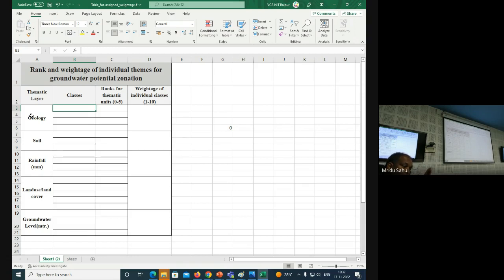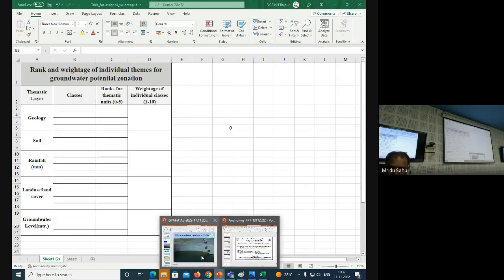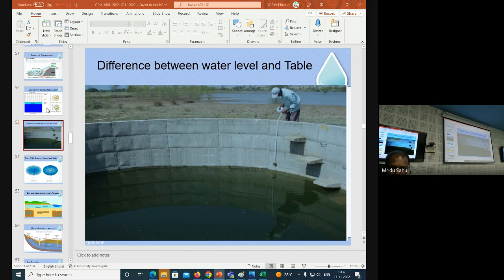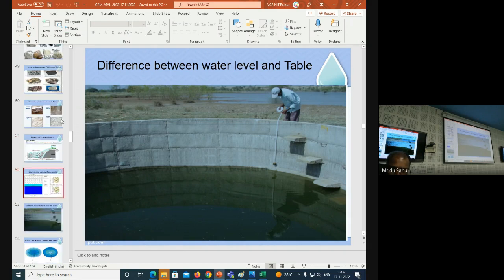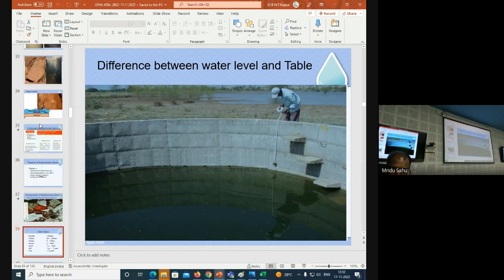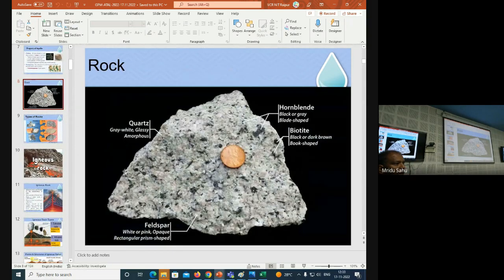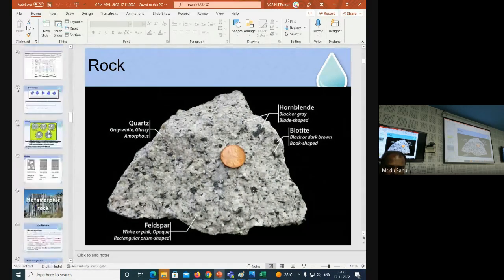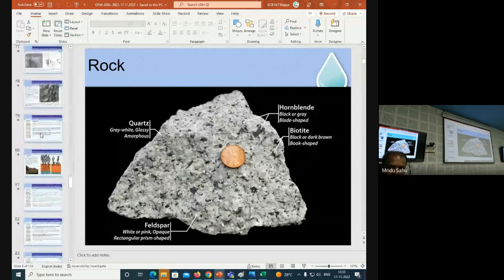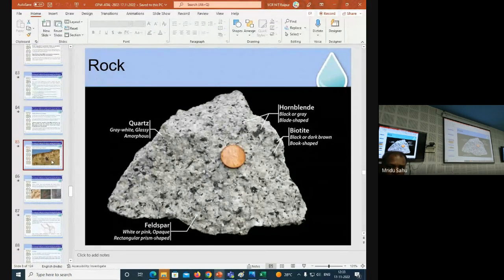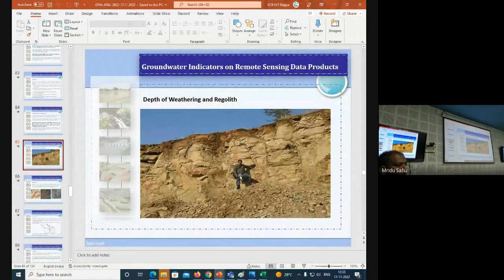Or again, you see the composition and we go and see the field condition. Here I'm showing you, I have some pictures here. This is a granite, it's a granite, and you see this is your basalt, weathered basalt. Actually, this is weathered basalt.